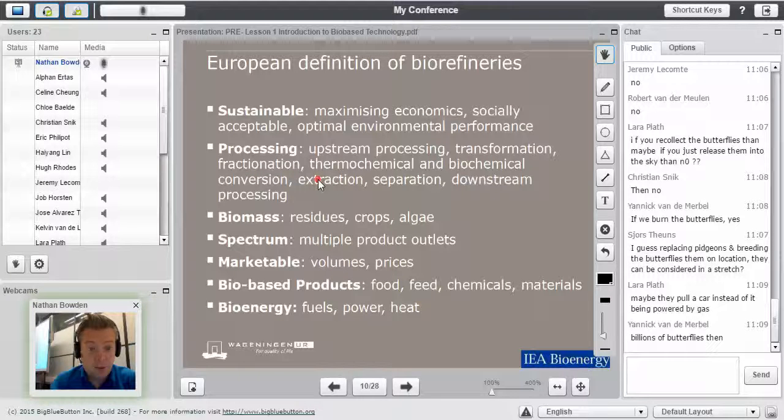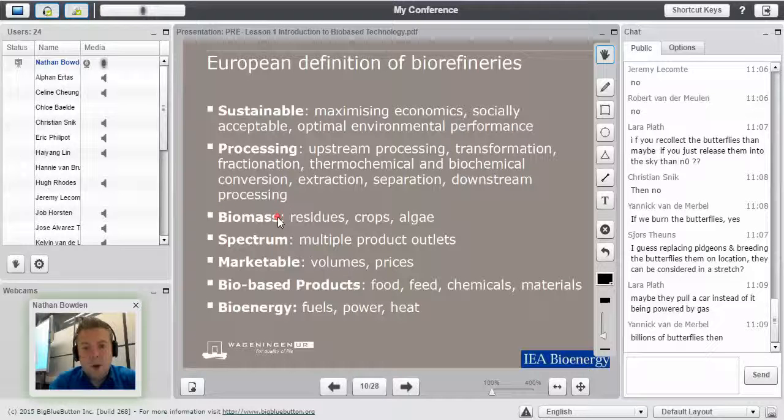Extraction of, for example, proteins from a lignocellulose material. Separation techniques like column or chromatography. And downstream processing. So once you have your product, you have a residue, what do you do with it downstream? Or you've made your product, but it's in liquid form. How do you get it out of liquid form? That's also downstream processing.